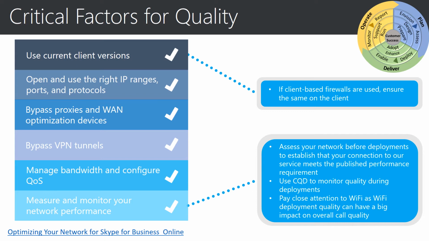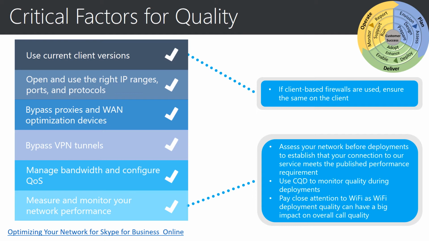A key critical factor for quality is around the clients that your users work with. Using the current client means that you have the latest features, fixes, and media stack improvements. Click to Run delivers those latest features. As part of the assets in SOF, we will discuss the various channels that are available. But working to make sure that your users have got the latest current clients is a great way of driving success and is a critical factor for quality.